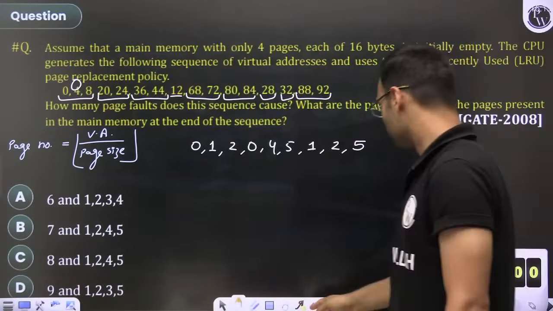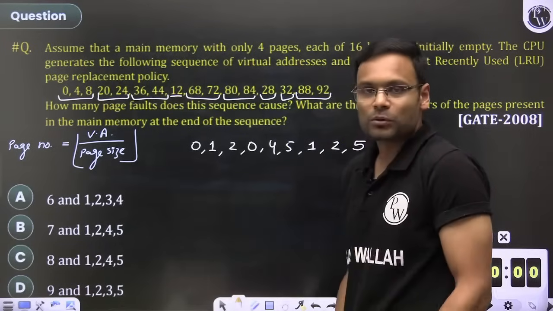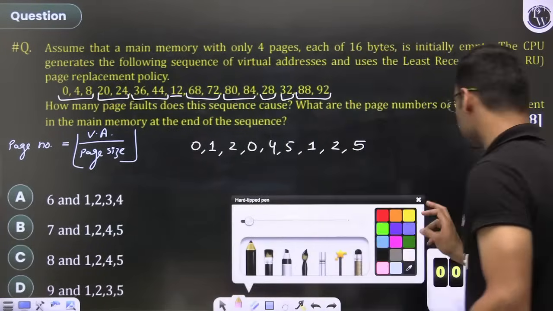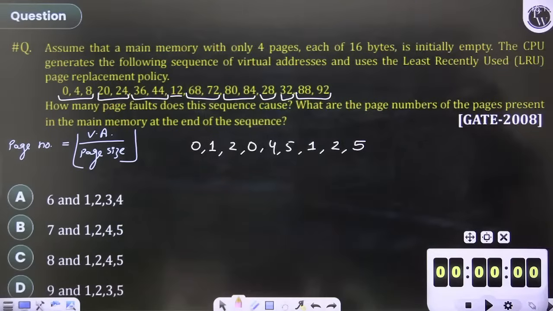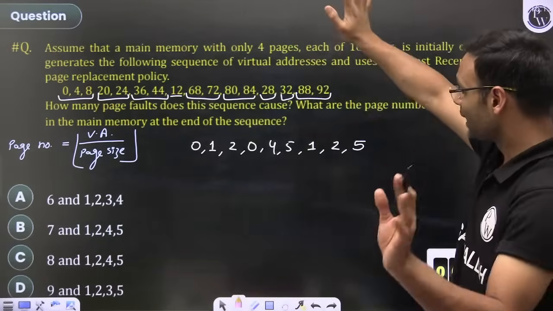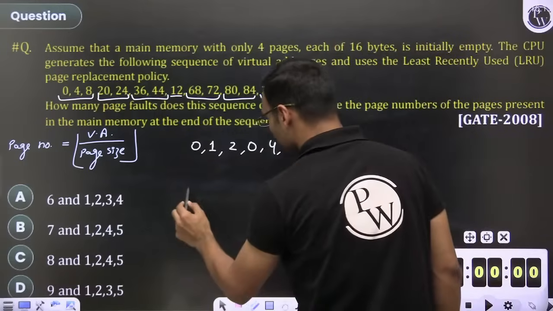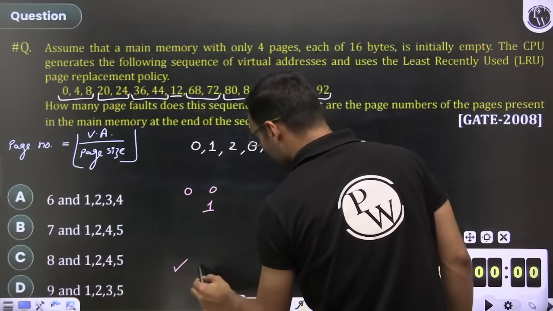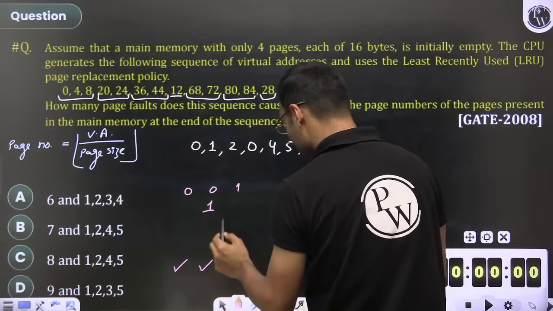Page faults only, I'll have to count. So I don't have to worry about multiple times if I write, it doesn't matter. So this is my page reference sequence. What happens in that case? Main memory with only 4 pages can contain only 4 pages. For 0, page fault is there. For 1, page fault is there. For 2, page fault is there.